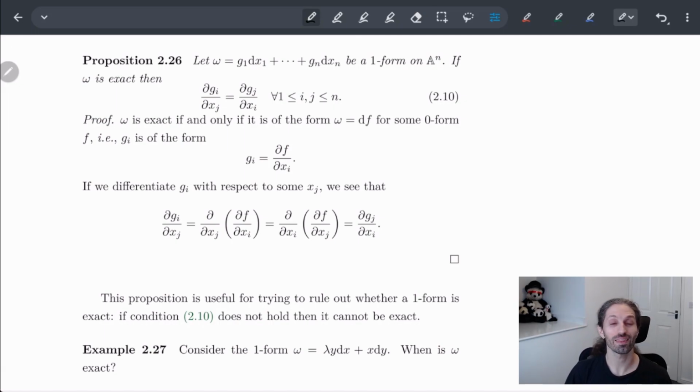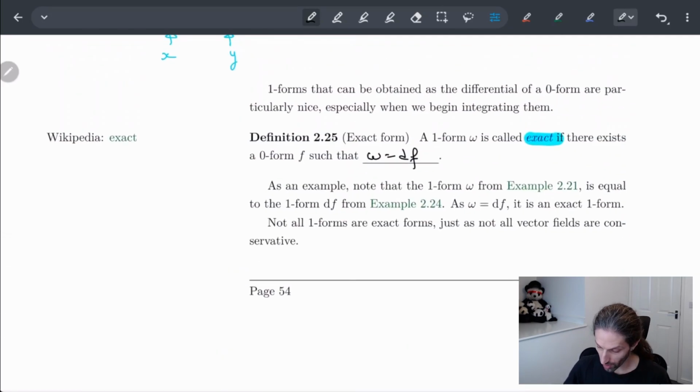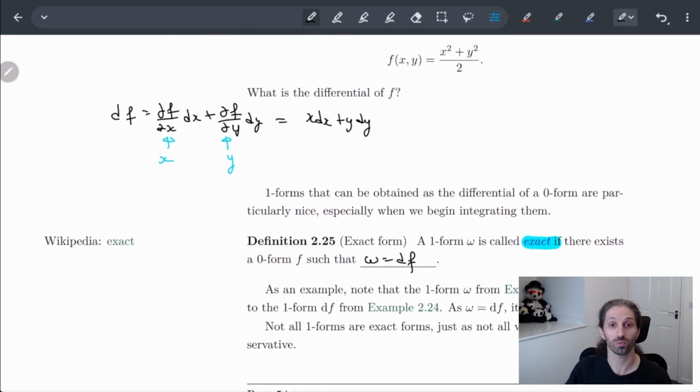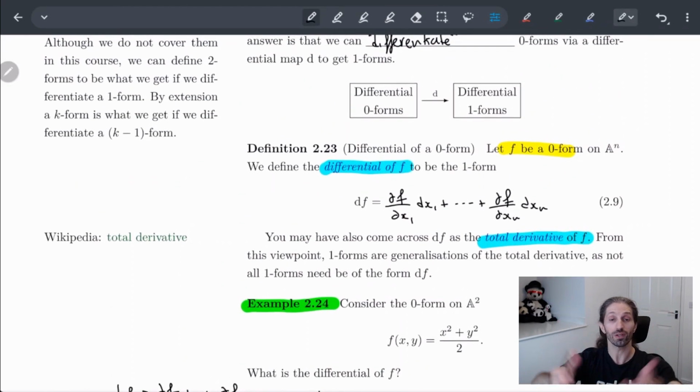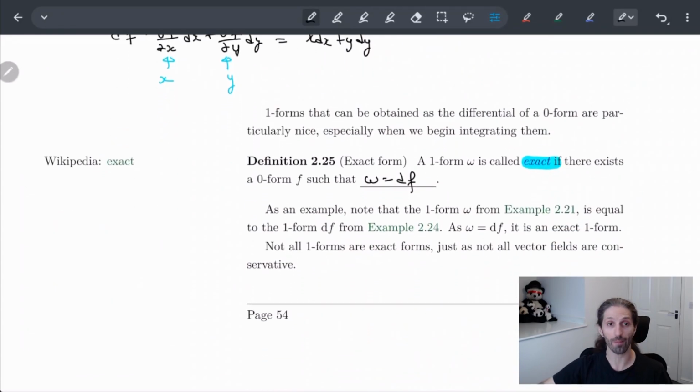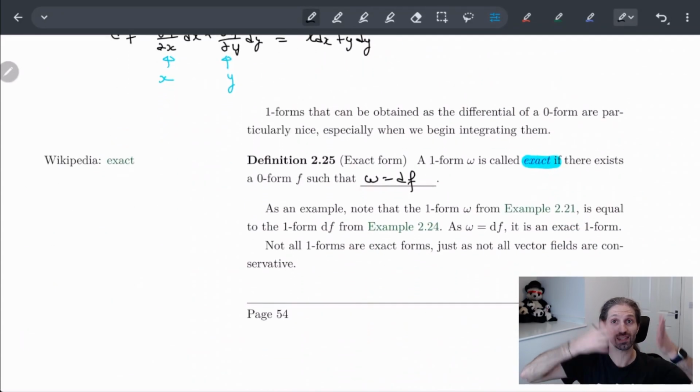Hiya! So in this video, we're going to keep going on about this exact one form idea. So a quick recap of what exact one forms are. Remember, we started off with a differential zero form. We took all the partial derivatives, and that gave us a one form. And we said generally when this happens, we're going to call this exact. So if a one form is equal to the differential of a zero form, then we're going to call it exact.